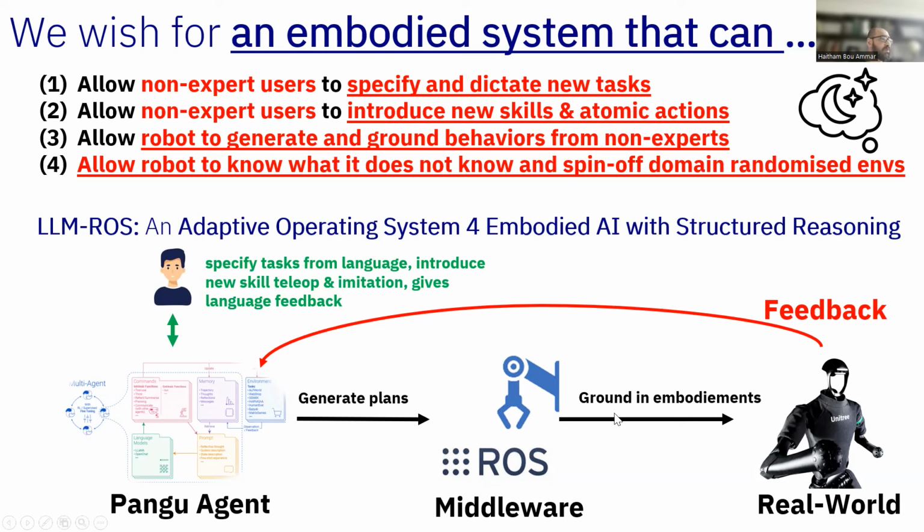So the system is made of three big components. The first component is the Pengu agent, which you can have a look at later. But for now, just think about it as an agent based on a large language model that can take an observation of the environment and will also change its intrinsic structure to allow for structured reasoning to give you actions. We have the user that will specify the task and give feedback. Then we have the middleware, which is ROS, which will allow me to ground in the embodiments. And then, of course, we have the feedback to enable the grounding of the large language model into the embodiment of the robot.